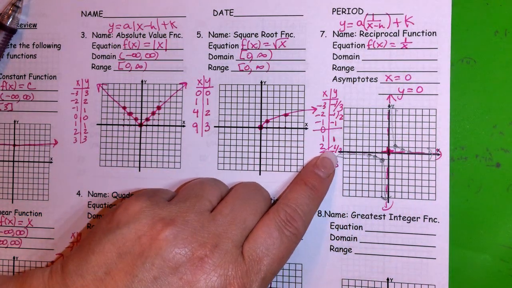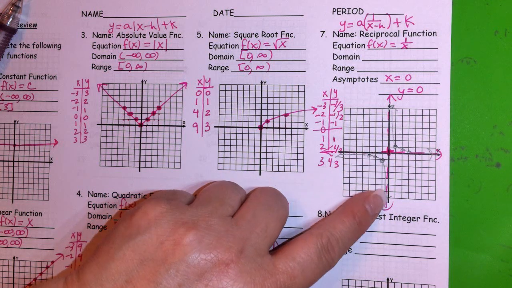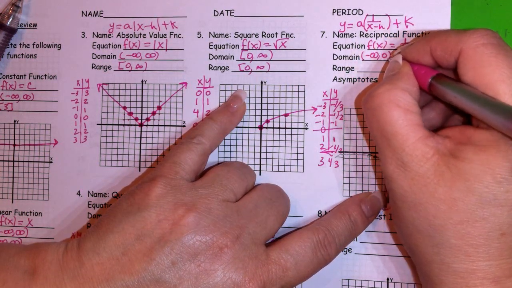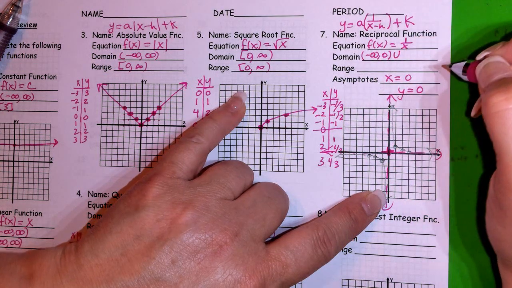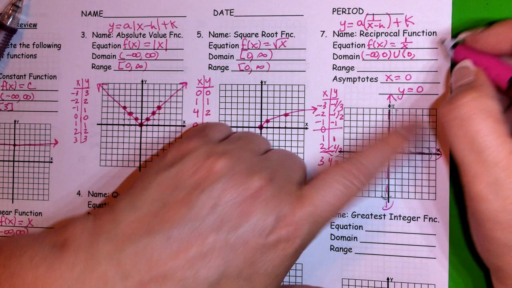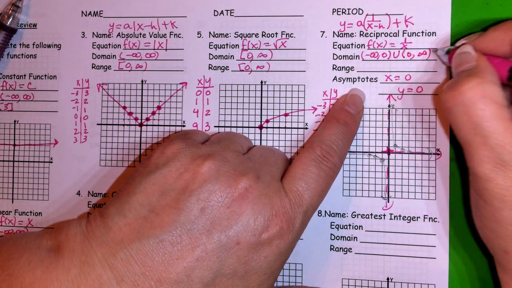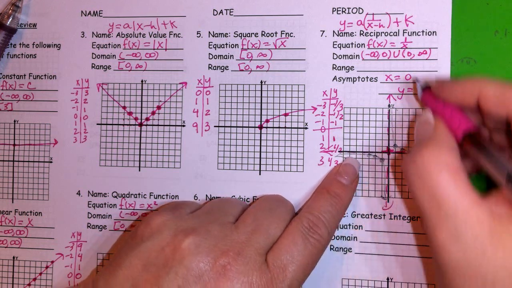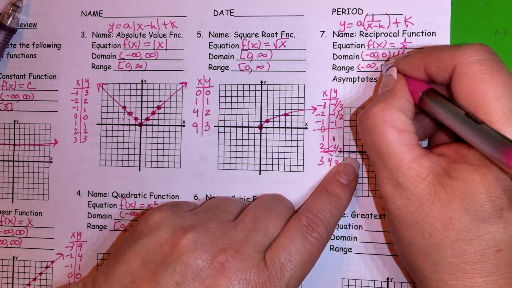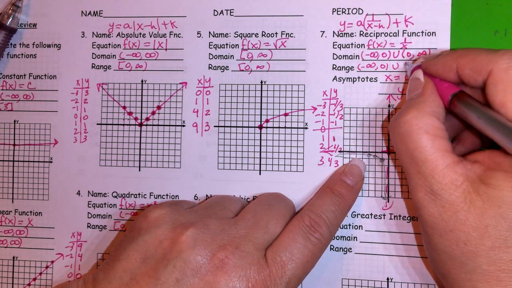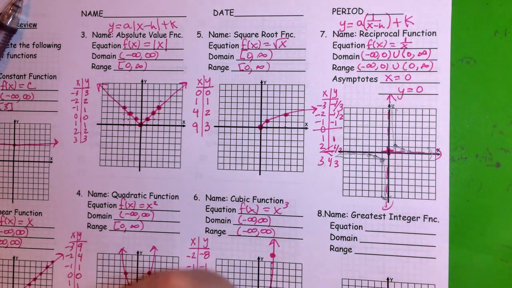So my domain is going from negative infinity and it approaches 0. So negative infinity approaches 0 with the parentheses, union, and then it picks up over here, approaching 0, and it heads off to positive infinity. Range, negative infinity approaches 0. Union, and then again it picks up from 0, heads off to positive infinity. So that is called a reciprocal function.